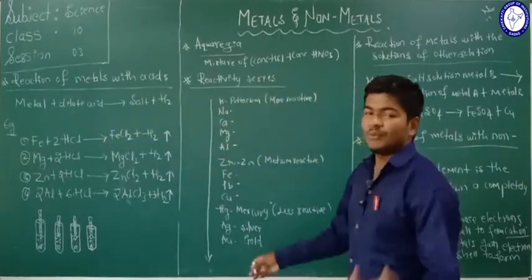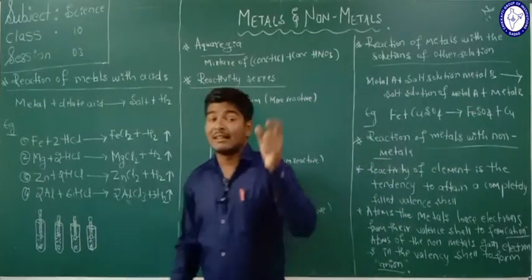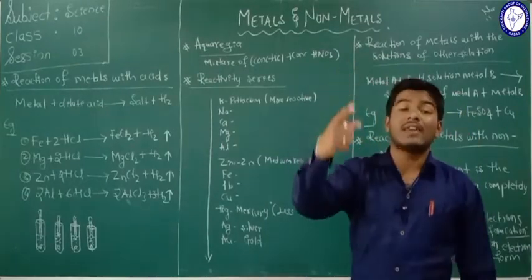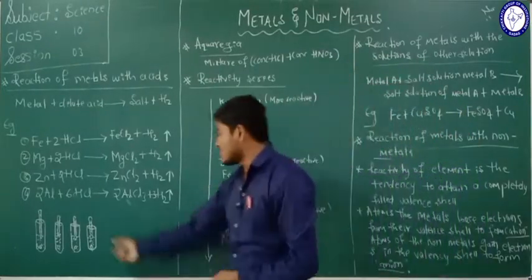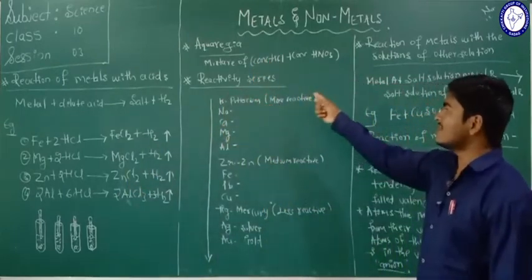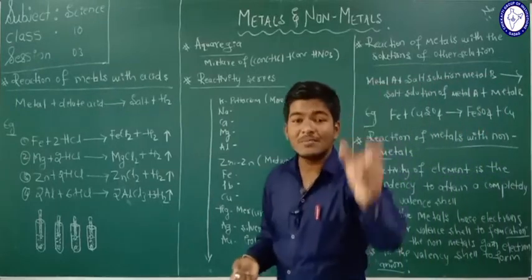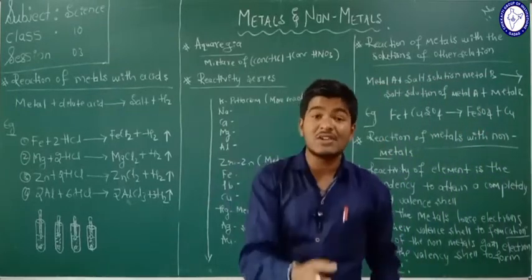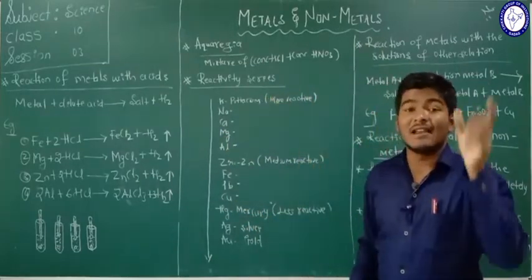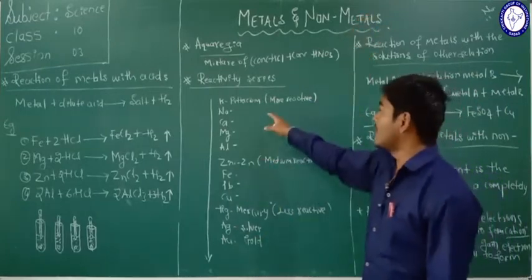So from the temperature we come to know that the test tube which has high temperature is more reactive here. Based on the temperature, we are going to write here the reactivity series of the metals. What is the reactivity series here? The reactivity series is nothing but the arrangement of the metals in a decreasing order of their reactivity.